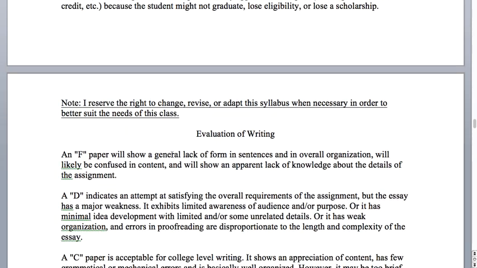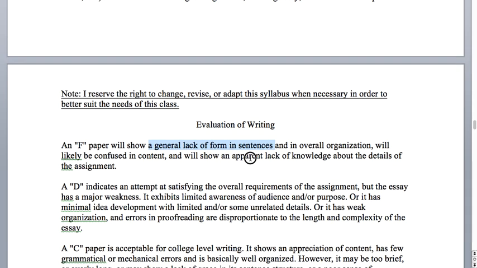When it comes to evaluating your writing, we have these basic definitions. An F paper is just basically crap. General lack of form of sentences, overall organization to be confused, and basically not know what it's talking about. Hopefully we won't see a lot of those, but we might see some.